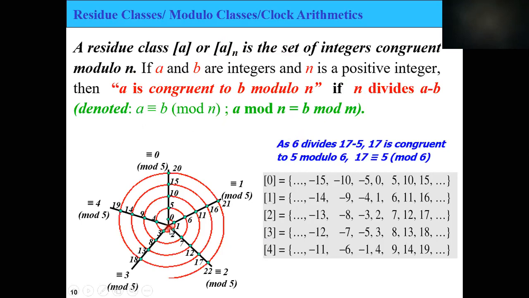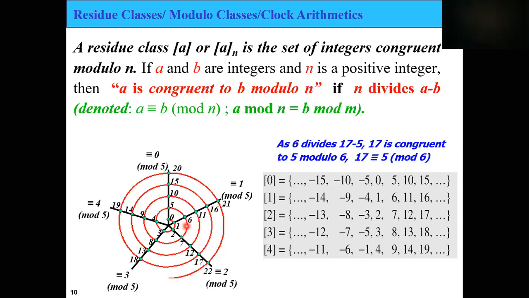So in that case, if you look over here, 1, 6, 11, 16, 21, these are one class under mod 5, because all these elements are elements of the set of integers. If you look over here, 1 is not greater than 5, so 1 remains 1.